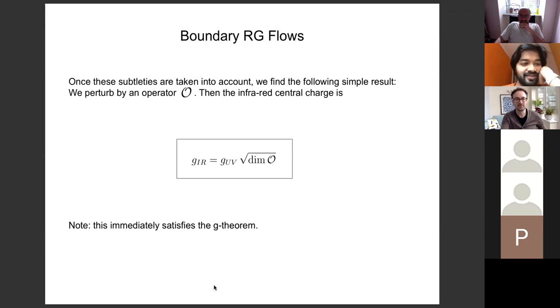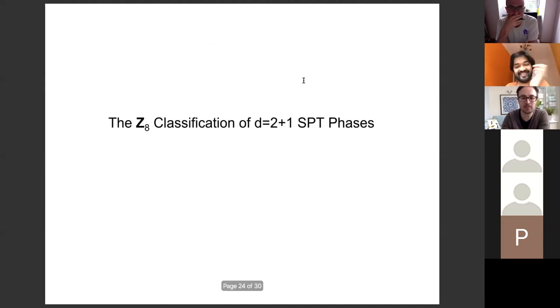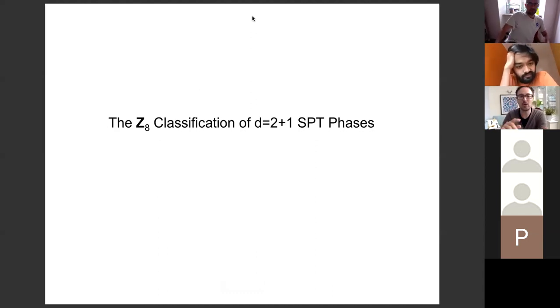Okay, what are the applications? All right. There are rather lovely classifications of interacting SPT phases, one of which occurs for 2+1 dimensional field theories. So there are 2+1 dimensional field theories where, if you're on a manifold with boundary, there are Dirac fermions that live on the edge. And the Z8 classification has a very nice interpretation in terms of these Dirac fermions.